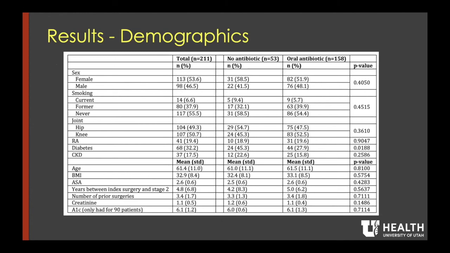So we did not find any major differences in the demographics between the two groups. As you would expect, this was an older, sicker patient population. Average BMI was about 33. There was a 30% rate of diabetes, 20% rate of RA and chronic kidney disease, and we had a pretty even split between hip and knee patients.